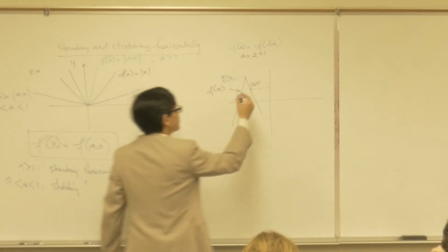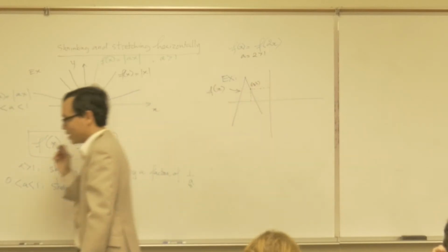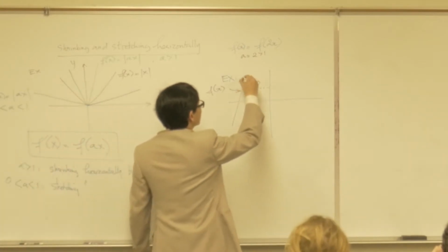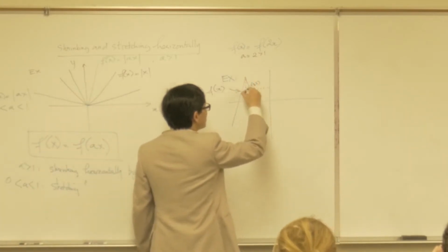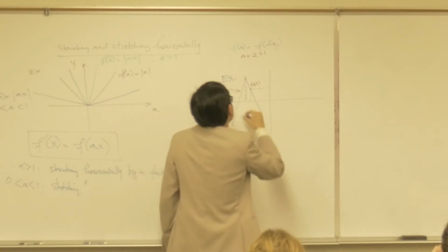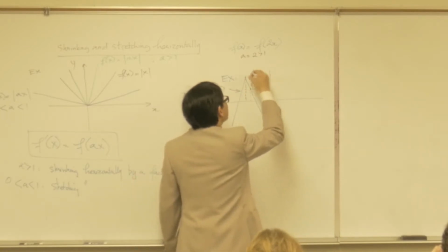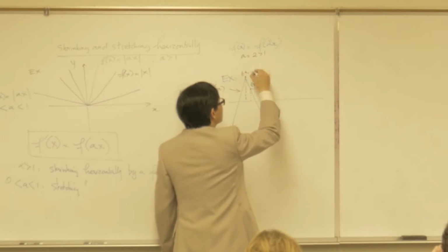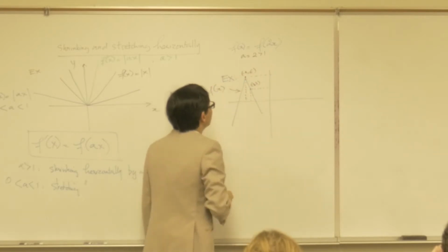Negative 3, 3. Okay. And let's do another coordinate, another point. Over here, let's say negative 4 and 6.